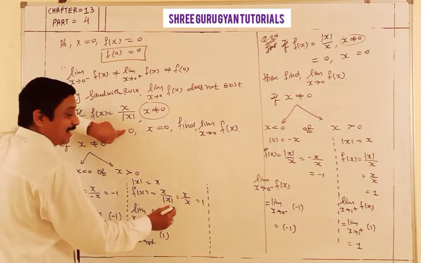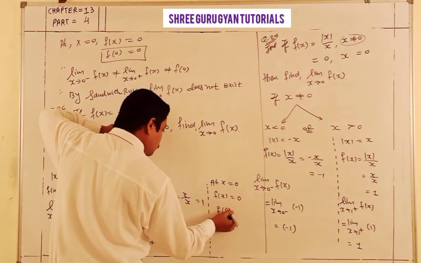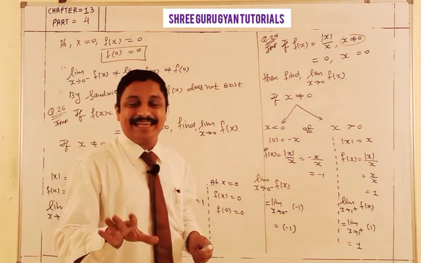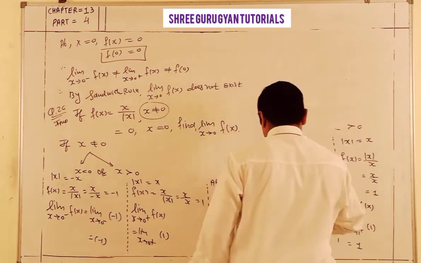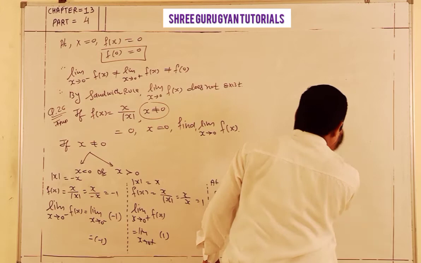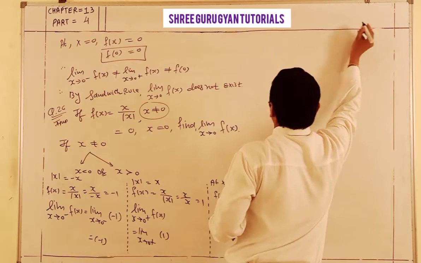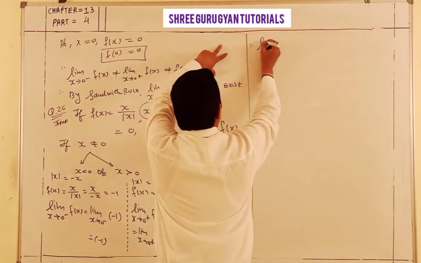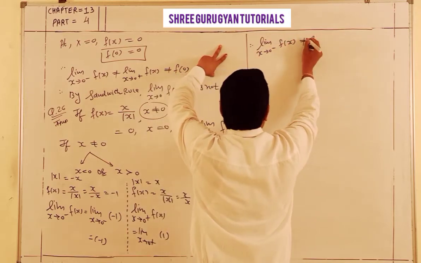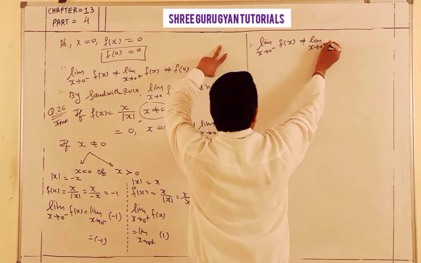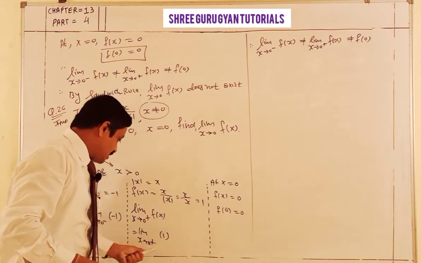And the third case, at x equal to 0, f(x) becomes 0, f(0) equal to 0. Indirectly I am telling you here that the limit does not exist by the sandwich theorem. Simple, easily you decide your answer. So the limit as x tends to 0 from the left of f(x) is not equal to the limit as x tends to 0 from the positive side of f(x), which is not equal to f(0). Again, check all the data, they are never the same.